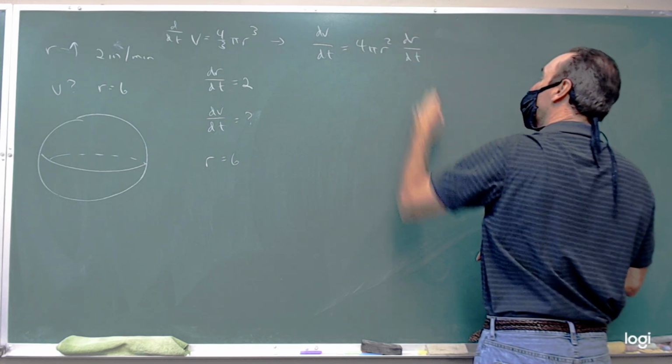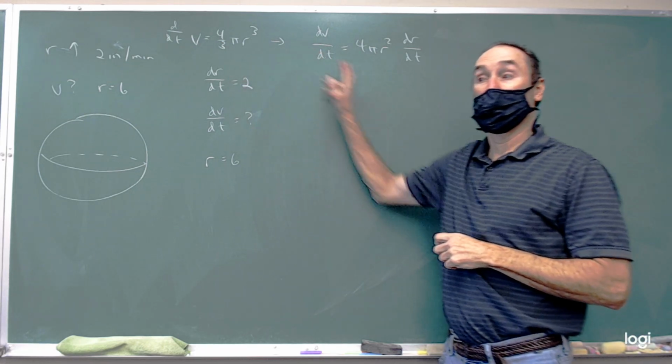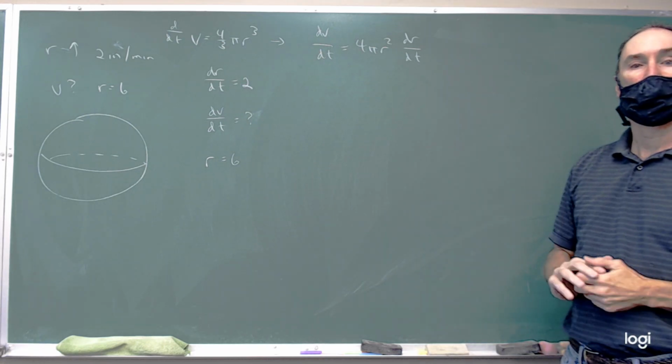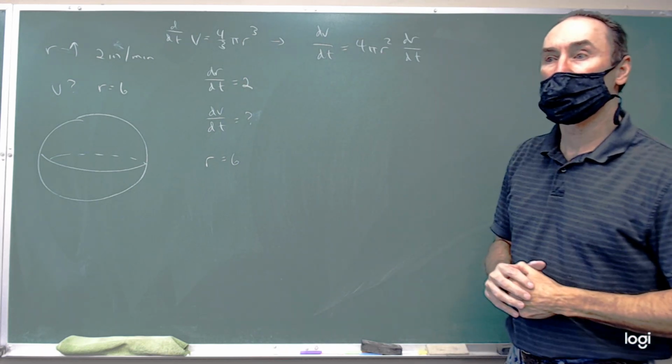And was that Evan or Gavin or somebody that said that earlier? So when you differentiate a volume, what you get is an area. I don't know if you're familiar with your formulas. This is the volume of a sphere, and 4 pi r squared is the area of the sphere.